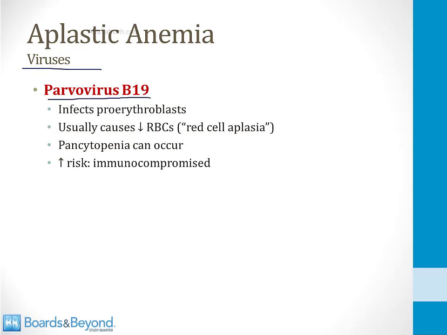Now you may know that this virus usually infects pro-erythroblasts, and it usually causes decreased red blood cells only. This is sometimes referred to as red cell aplasia. However, in some cases the virus can also damage the other cell lines and cause pancytopenia, and this is more likely to occur among patients who are immunocompromised. They have decreased defenses against the virus, and thus it's able to cause a more severe infection and lower not only the red cell count but also the white cell count and the platelets.